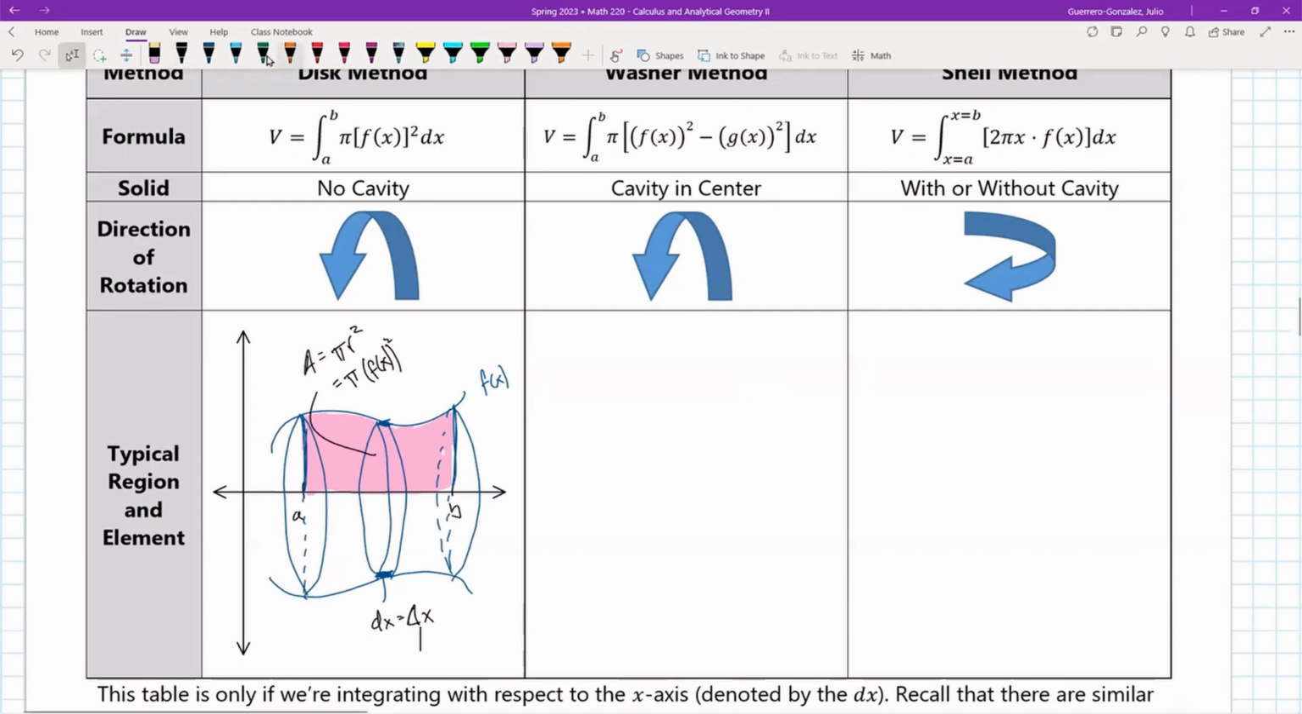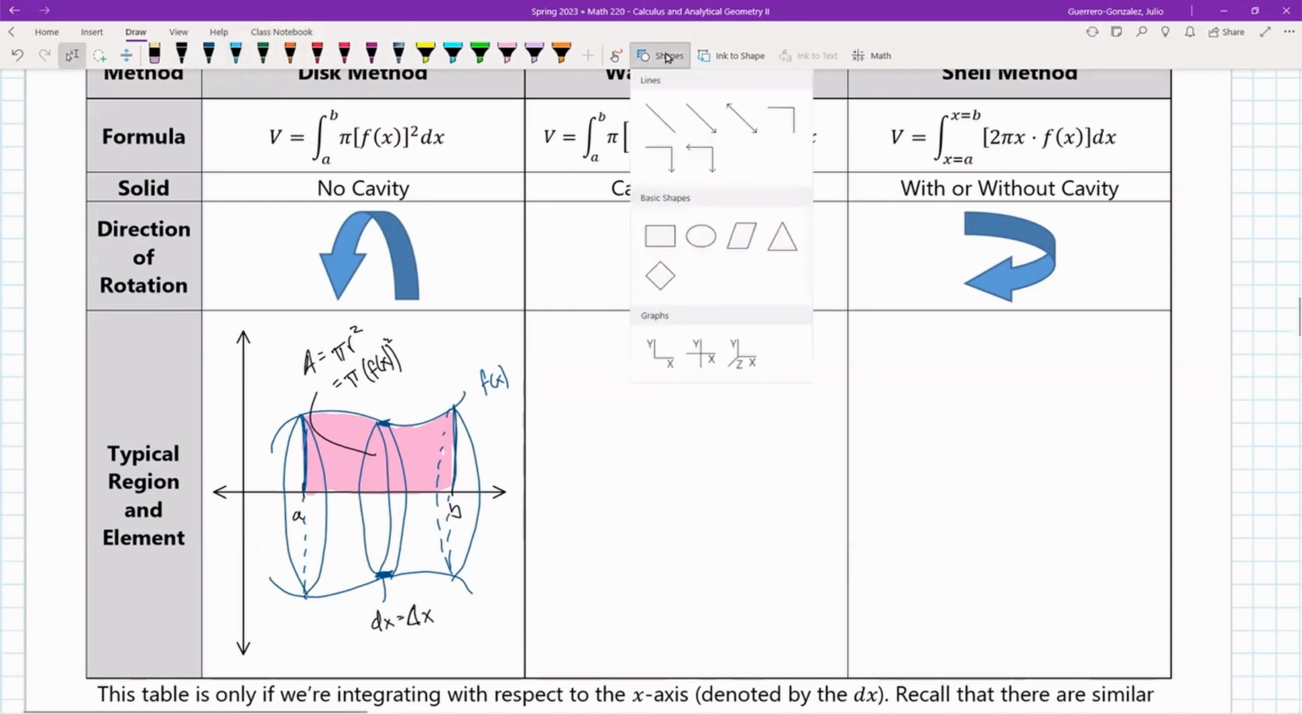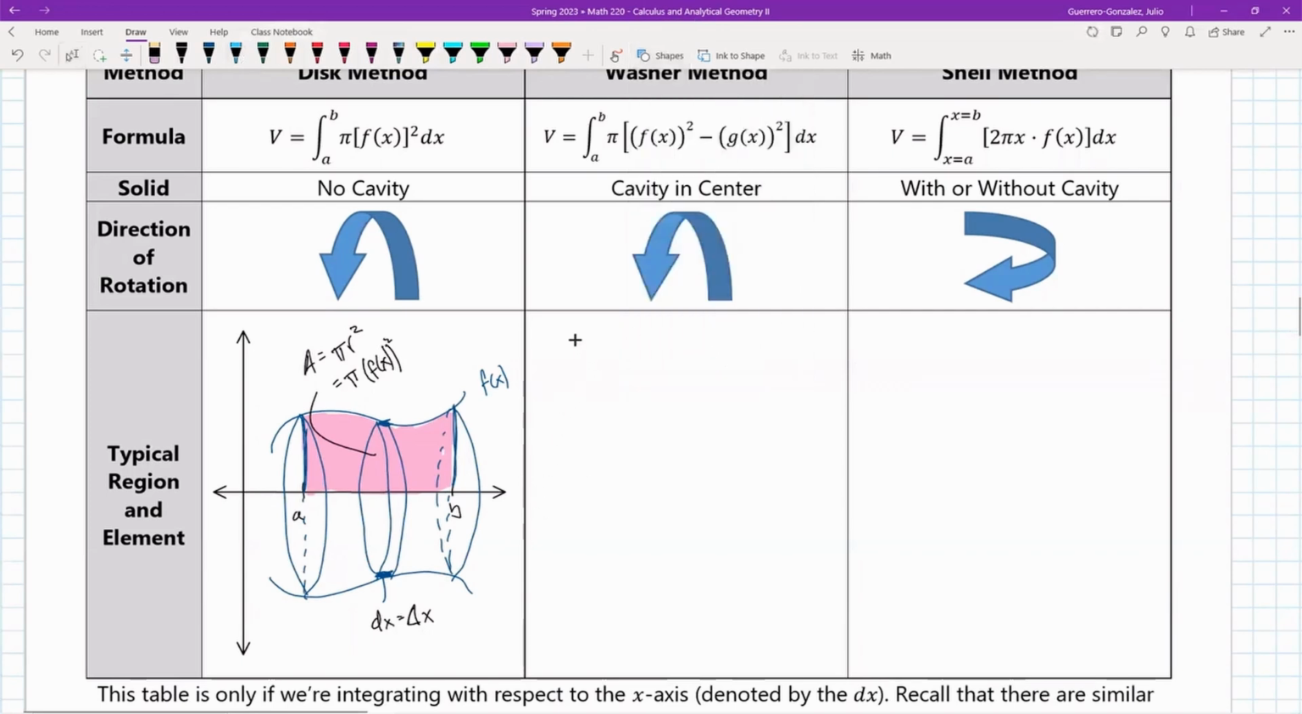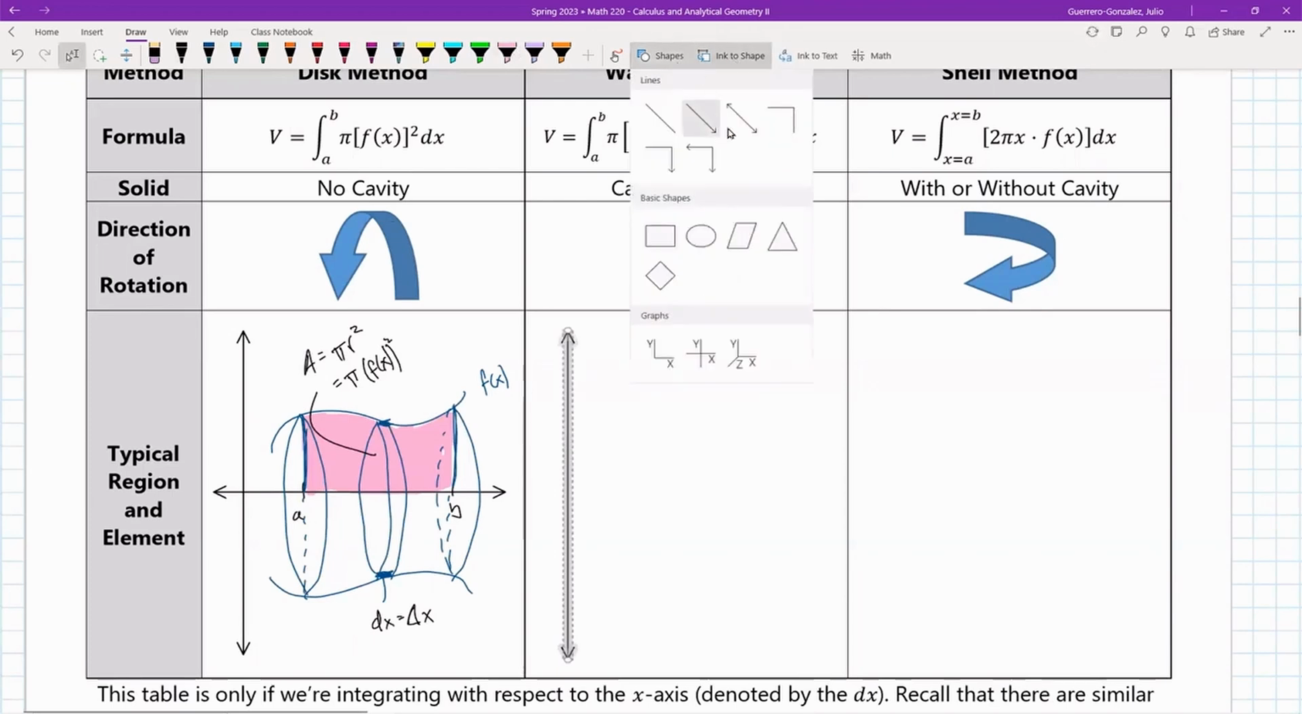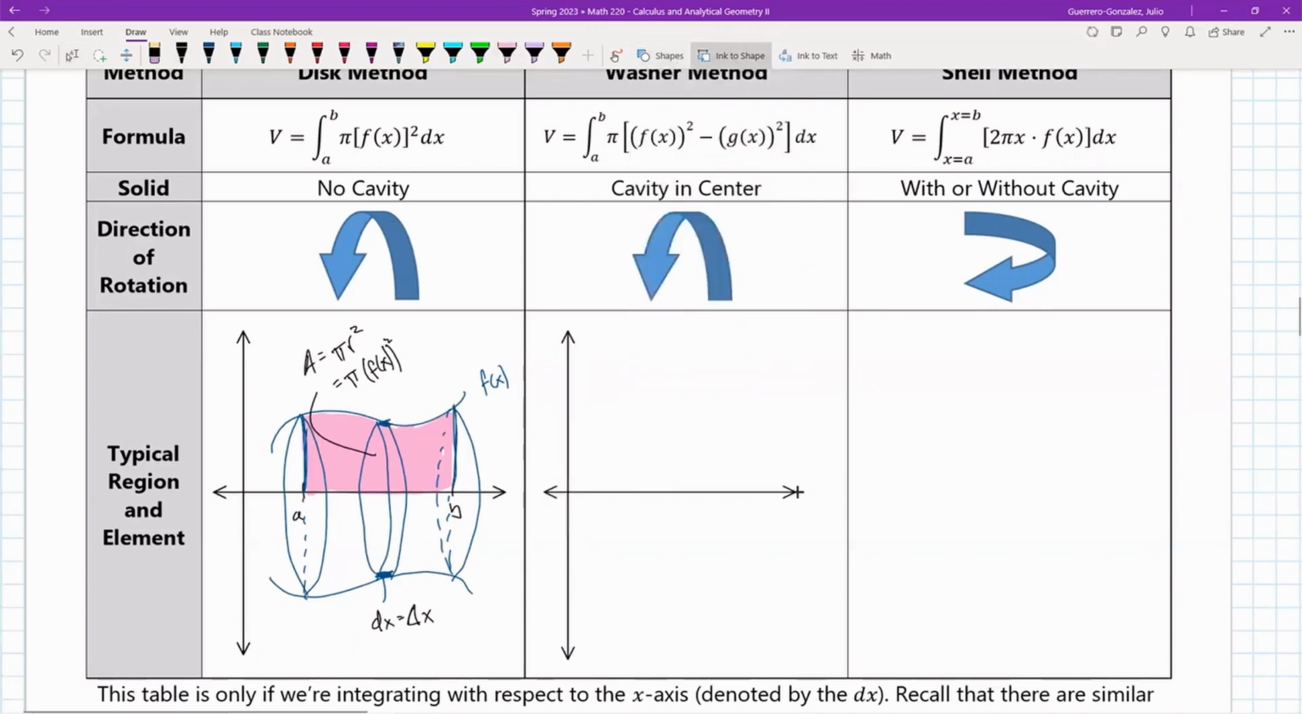So similarly, when we did the washer method, the washer method was mostly for stuff that had a hole in it, right? So I'm going to slap down another x and another y axis here. Okay, so we had this time, right? So here's f of x, here's a line, right? So I'm going to do another line right here.